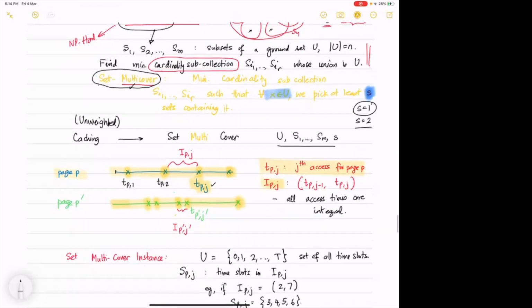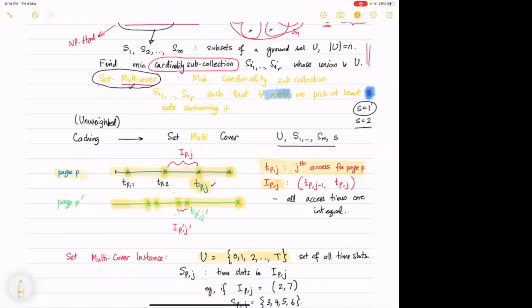So let's do that. The ground set U is just the set of all time slots, so all the integer times. Capital T is like the last time. We don't know capital T in the online setting, but let's think of this as an offline problem right now, so that we can understand the reduction. So this is your ground set.